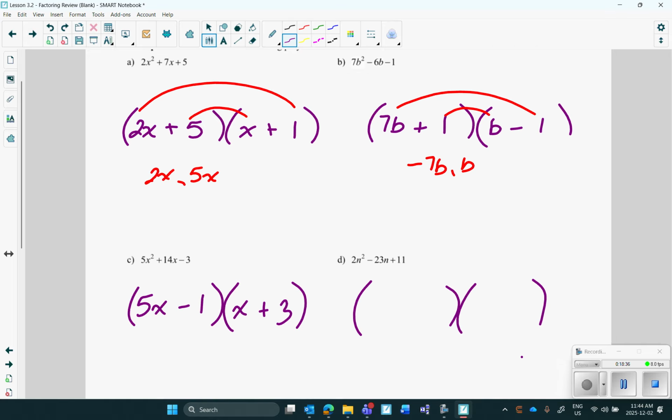And this last one, well, I know I've got 2n and n. Middle's negative, but the end is positive, so that tells me that both signs have to be negative. So it's either 11 and 1 or 1 and 11. 1 and 11 will get you the right answer if you multiply it back through. Okay? That's good. You guys are good at these ones.